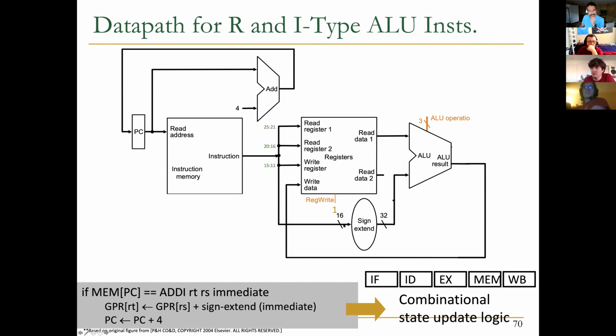now we are able to execute I type, but not R type. With this macro architecture, the way you see it, you cannot execute the R type because this is cut. So we need to somehow wire this back to the ALU. We want to be able to execute both types of instructions.